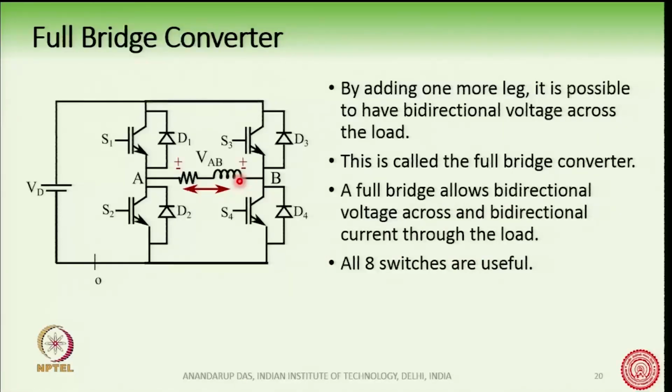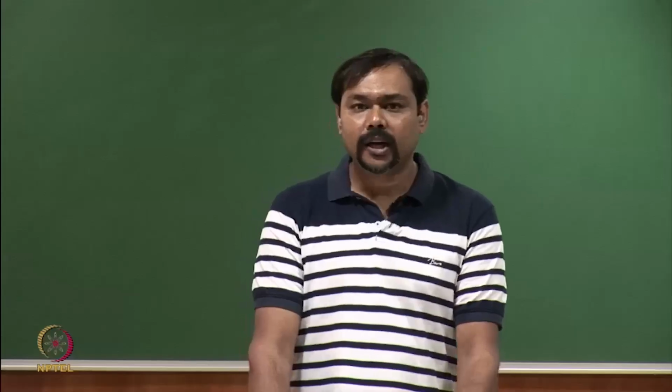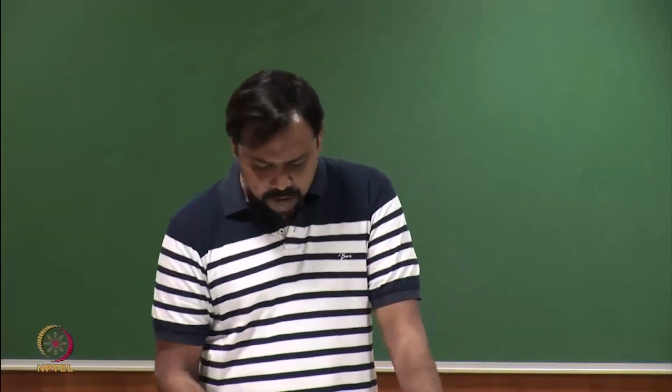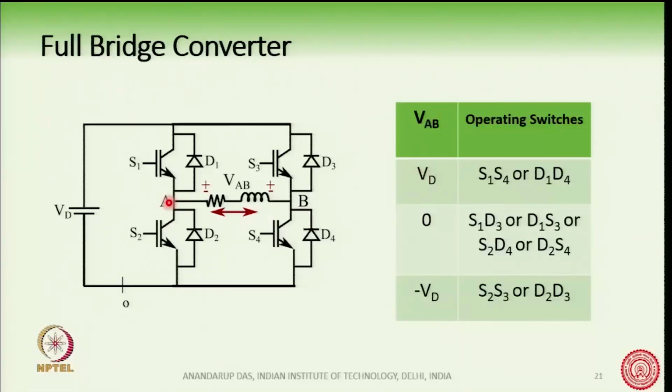First let us understand how the full bridge is operating. In the full bridge, of course, as I told you, there are two half bridges which are operating independently of each other. So, there is now this leg, there is point A here and there is point B here.